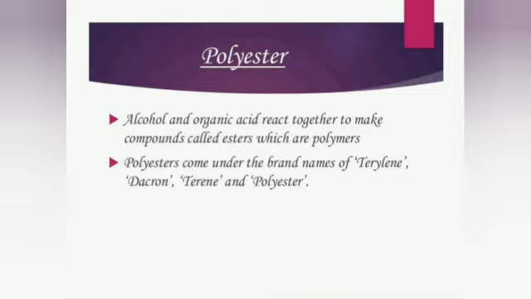Polyester is made when alcohol and organic acid react together to make compounds called esters, which are polymers. Polyesters come under the brand names of Terylene, Dacron, Terene and polyester.